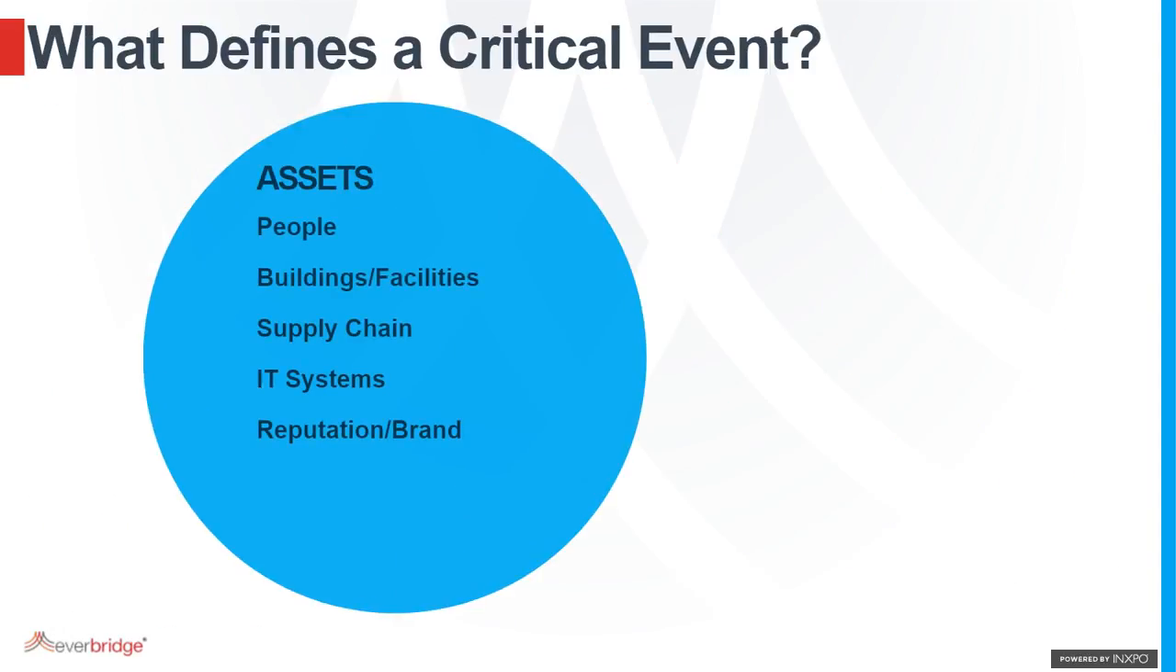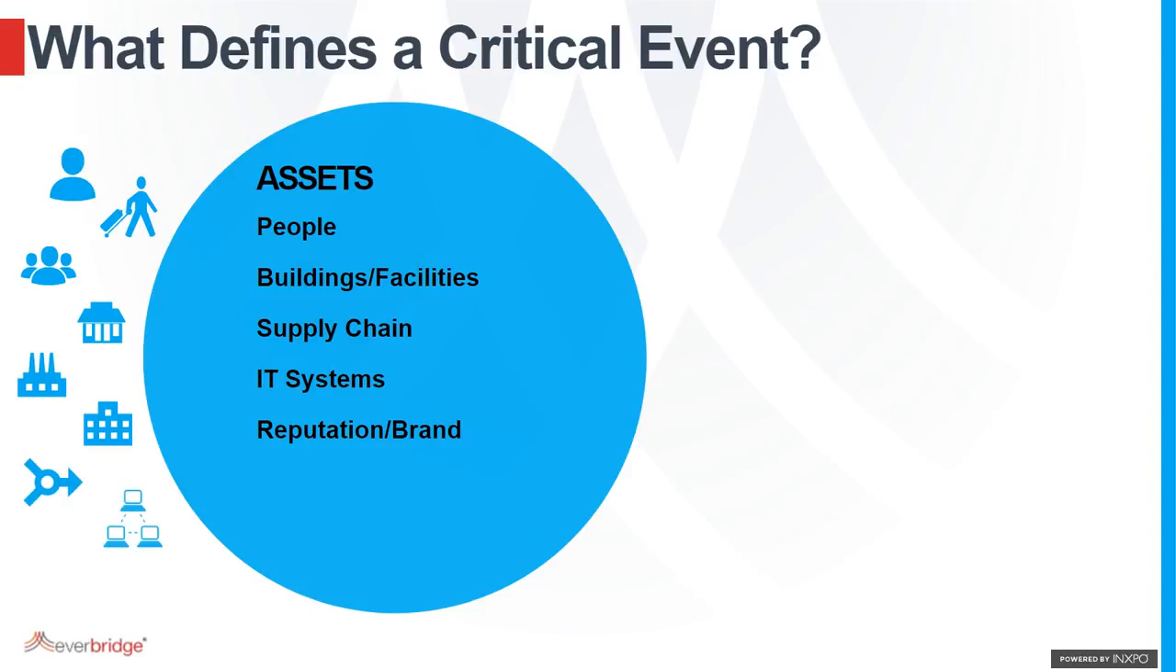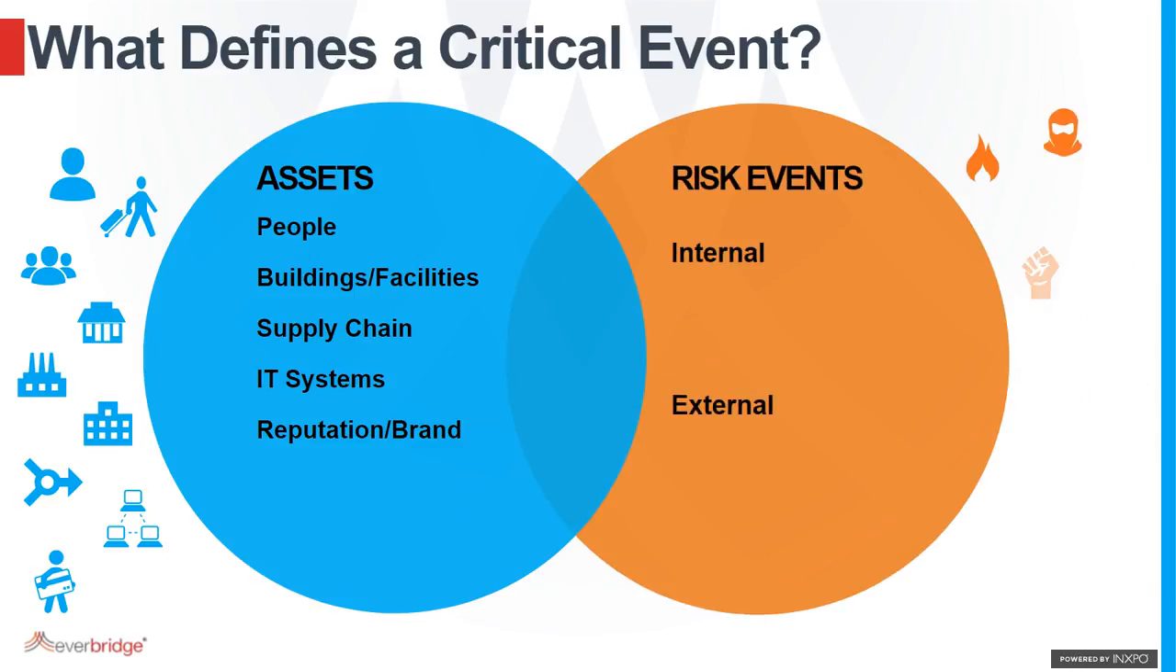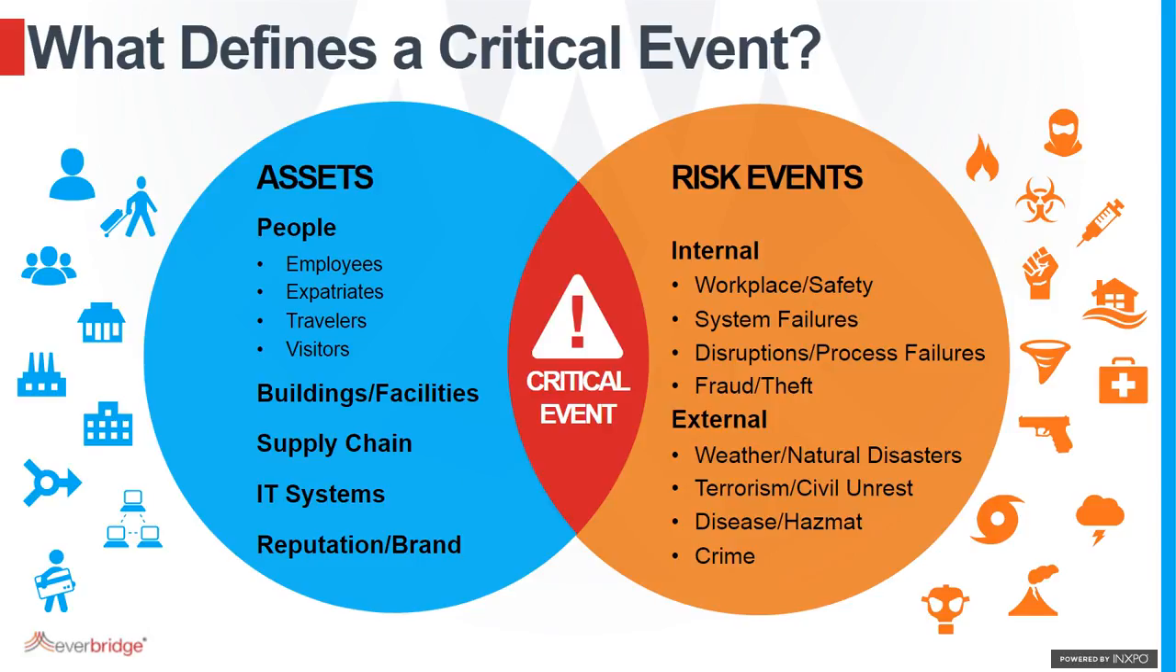So when we think about critical events, we want to think about it holistically, as Regina stated earlier, and think about what are the things we really care about. The things we really care about are our assets: our people, our buildings, our supply chain, our IT systems. The risks that could impact these, the life safety of our employees, or disrupt our business, include things like workplace violence and natural disasters, Hurricane Katrina being a great example, and more recently, Harvey. When these risk events collide with your assets, that intersection is a critical event where an organization needs to respond and take certain actions to eliminate those risks.